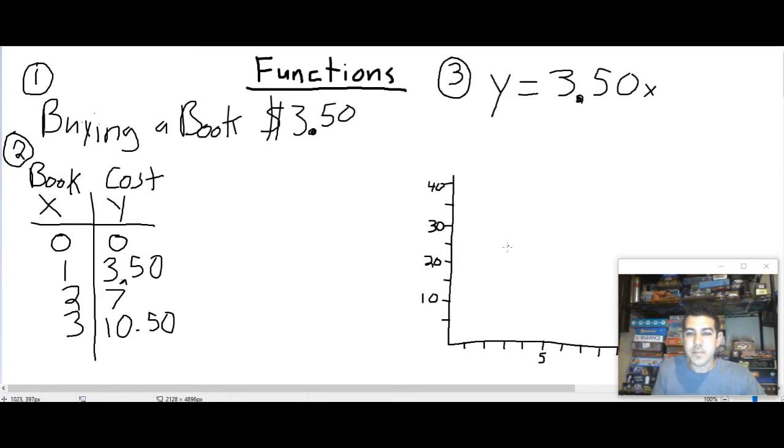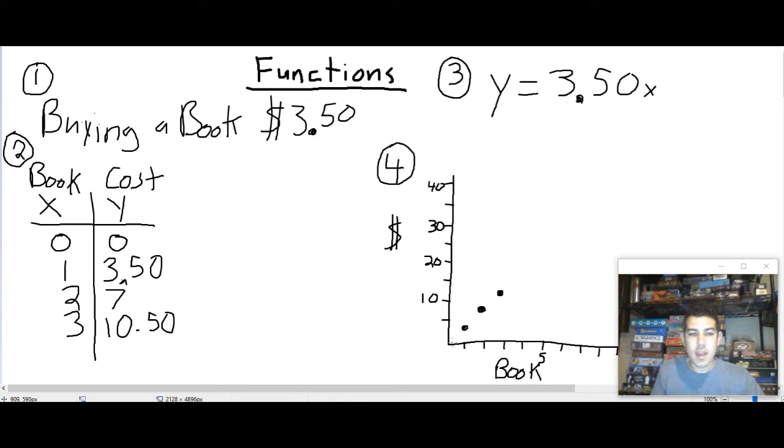And lastly, we can show it through a graph. It's the fourth way. And when we make a graph, we always want to make sure that we label our variables. So we'll put our dependent on the y-axis, and we'll put our independent down here on the x-axis. And essentially, if we buy 1 book, the cost is $3.50, so we put a little plot there. If we buy 2 books, our cost is $7. At 3 books, our cost was $10.50.